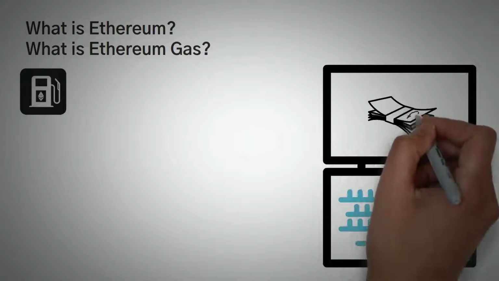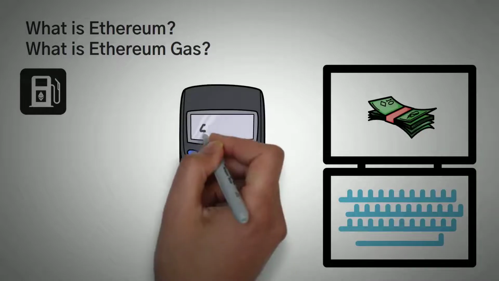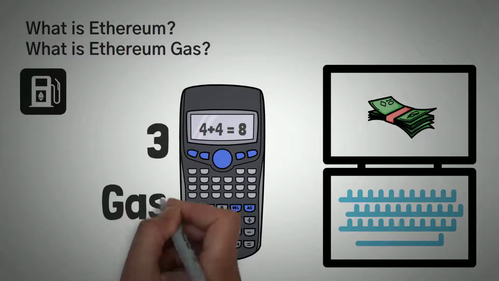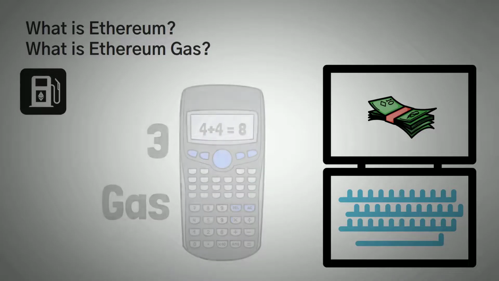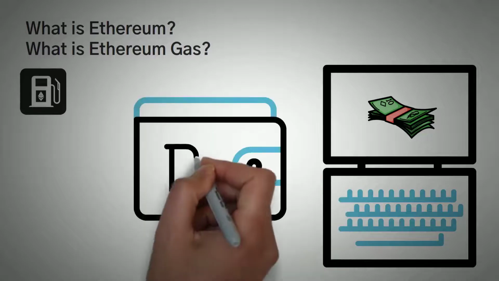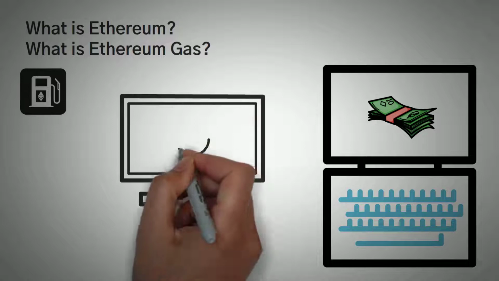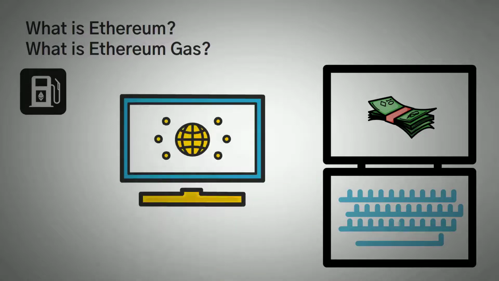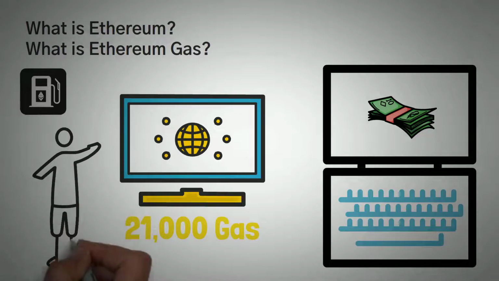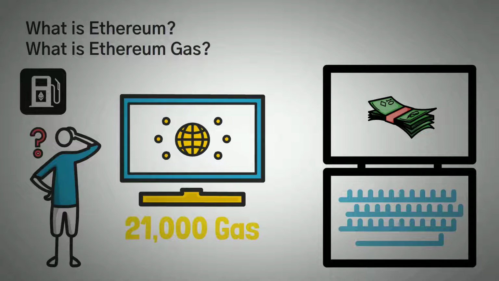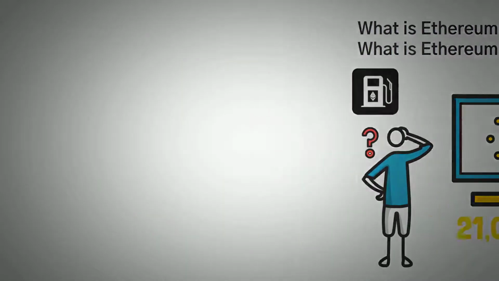For example, if you wanted to, you could add 4 plus 4 and then Ethereum would tell you that the answer is 8, but it would cost you 3 gas. If you wanted to check your friend's Ethereum wallet balance because you want to know how much money he has, you might need 400 gas. And if you wanted the network to send some ether that you have to your friend, you would have to pay 21,000 gas. Now you might be wondering, why the heck would I have to pay to have Ethereum do some simple addition for me? Well, if you keep watching this video, I'm going to explain it at the end.